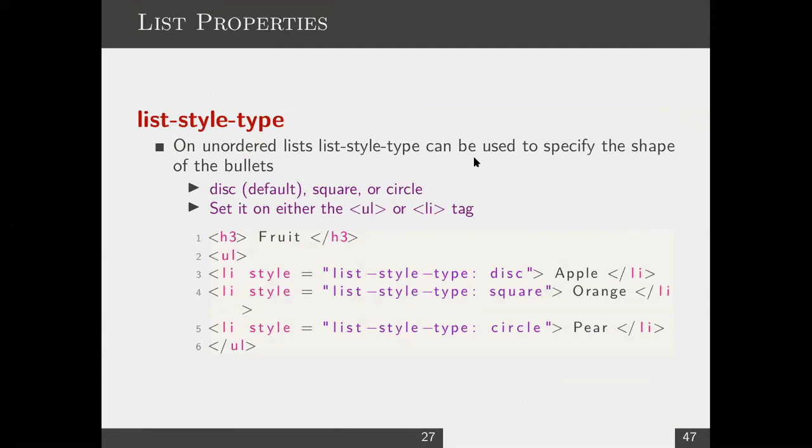Let's look at lists. Lists are important. So we have the property list style type. So on an ordered list, the list type can be used to specify the shape of the bullets. So you remember last time I said in HTML the default is disk, and then you can have square or you can have circle for unordered lists. And this is set in either the UL or the LI tag. So here is an example. In this case, they are saying LI, and they are saying style, and they are saying list style type is disk. Here they are saying list style type is square. That one is circle. So this would give you an output.